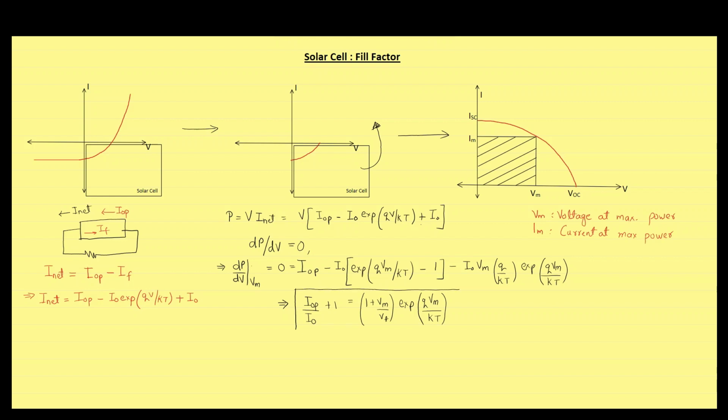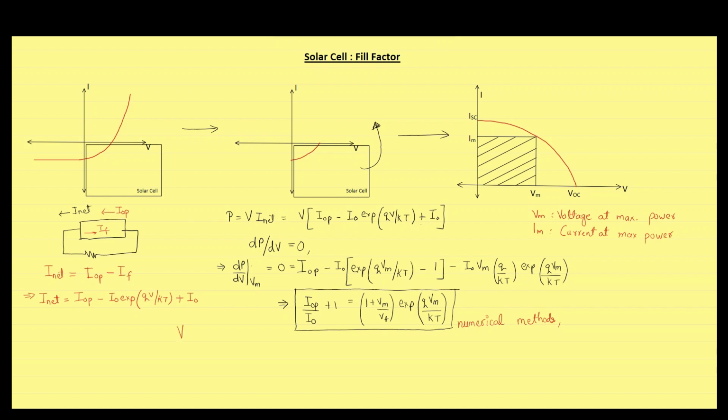This is the final expression for finding the value of corresponding voltage value at which the power delivered is maximum. You can solve this expression by numerical methods like iteration method. Numerical methods are not difficult but are very time consuming.